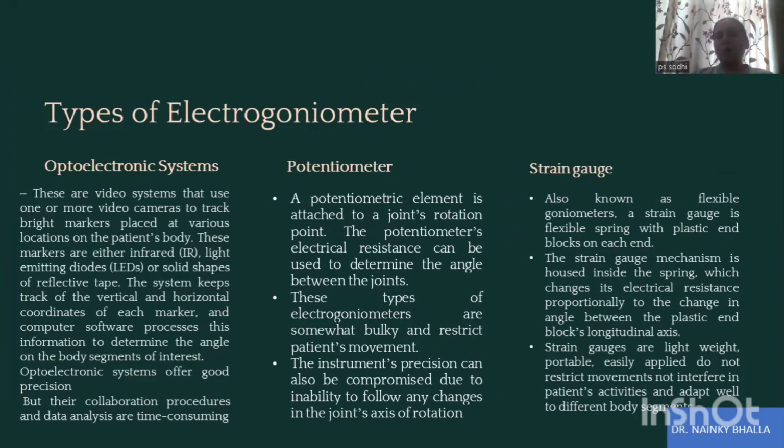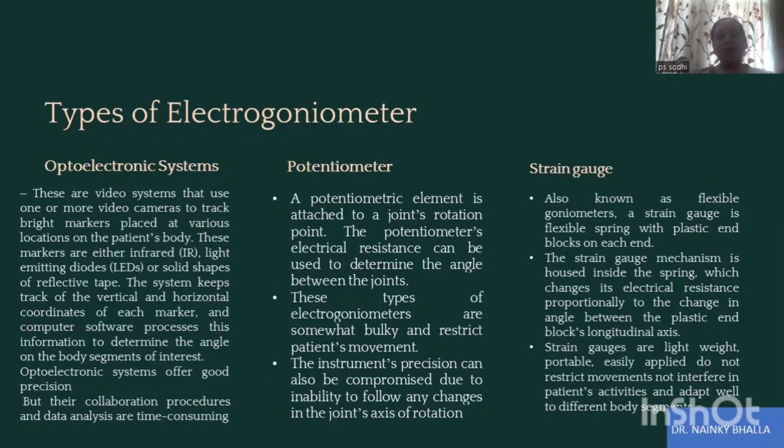Now the systems which they use, as I told you earlier, can be an optoelectronic system, which we use nowadays. That is, we use markers. Basically we use video cameras to track the markers which are located on the body, and these markers are basically infrared rays or light emitting diodes, or solid shapes with reflective tape on them, so that the system tracks the vertical and horizontal coordinates of each marker, and the computer software processes this information and determines the angle of the body segment. So we use optoelectronics, and then use data analysis to get the data.